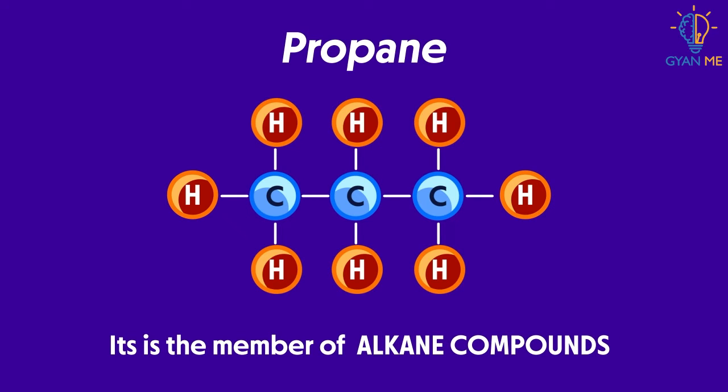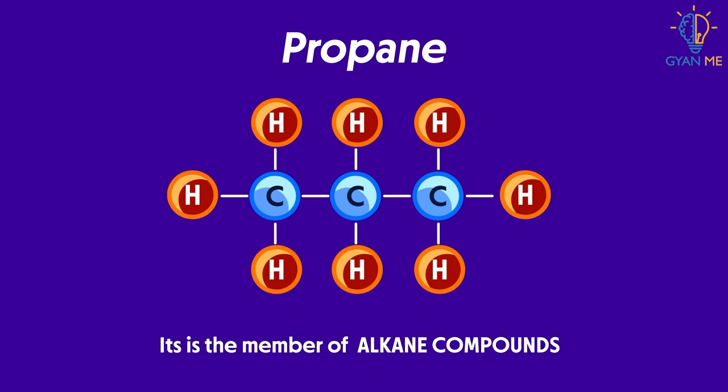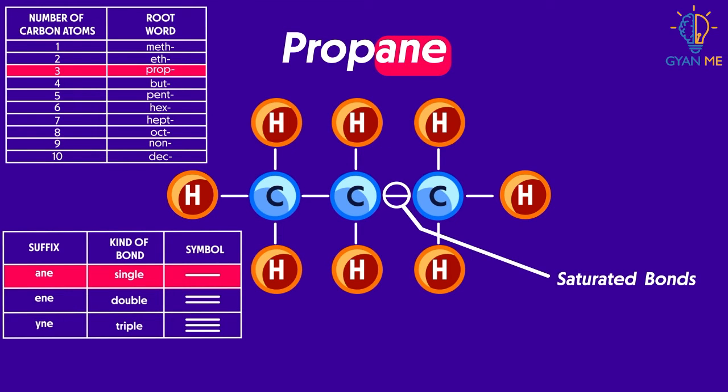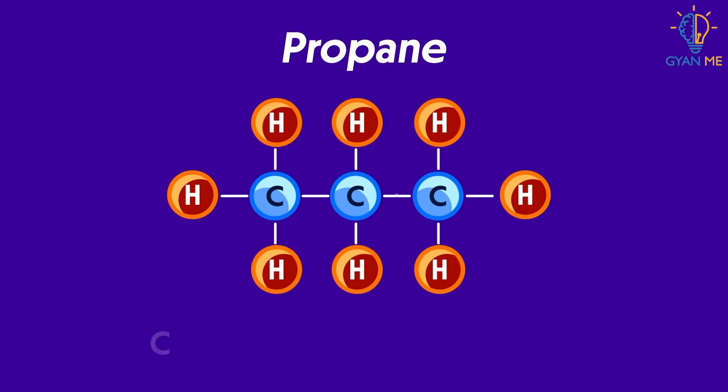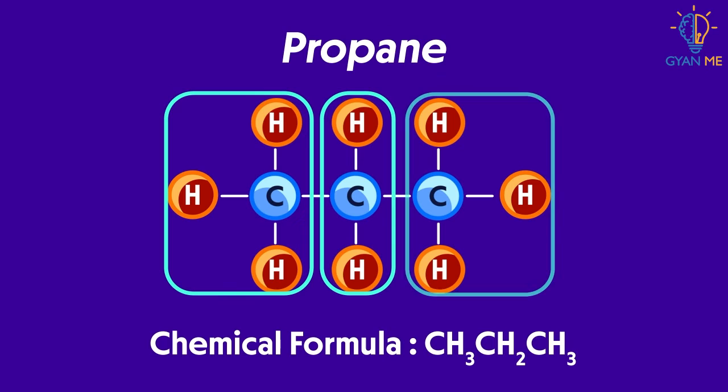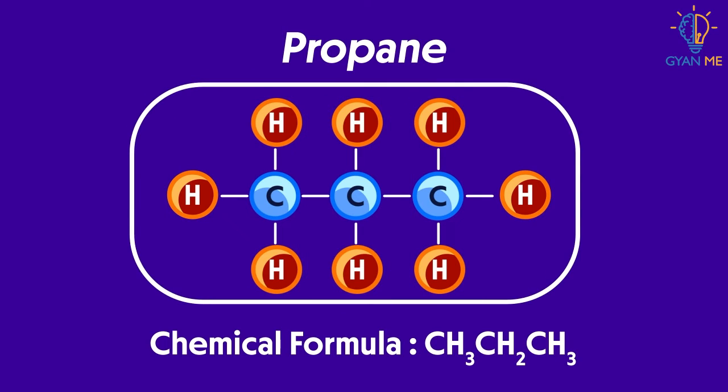What is the molecular formula of propane then? Yes, as we know, the prefix prop means there are 3 carbon atoms in the chain and ane means it is a saturated hydrocarbon, belonging to the alkane series. Thus, its chemical formula is CH3, CH2, CH3 and its structure can be represented like this.